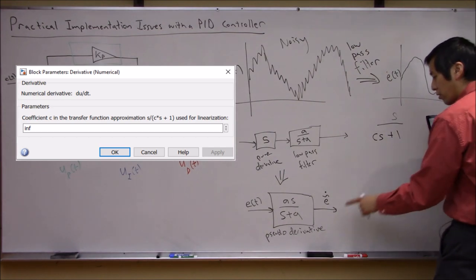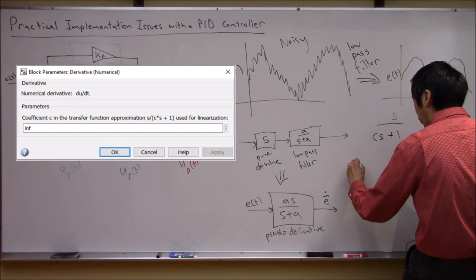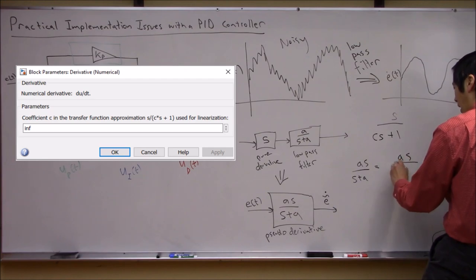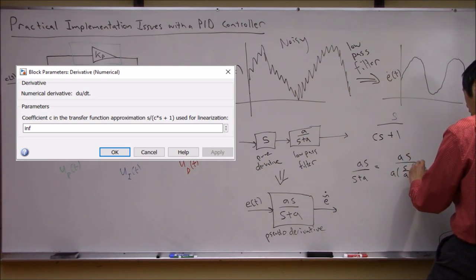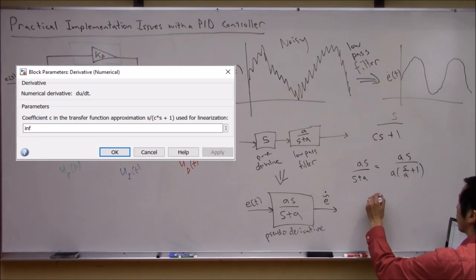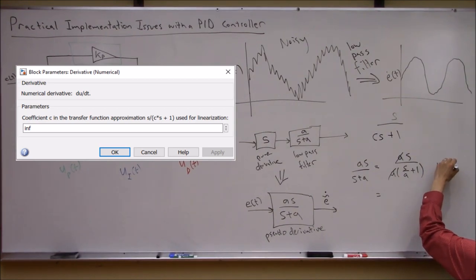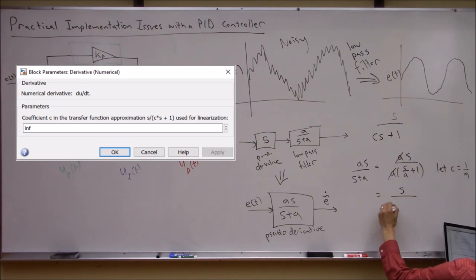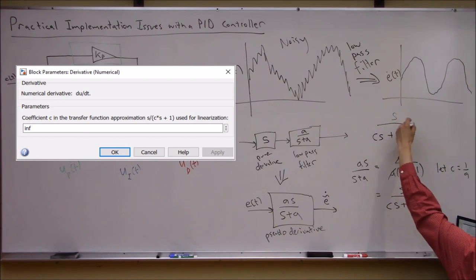Well, let's go ahead and manipulate our pseudo-derivative expression a little bit. Our pseudo-derivative was AS over S plus A. I think everyone will agree this is the same thing as, let me pull out the A here, so this is A times S over A plus 1. Would everyone agree? So these A's cancel. Now let me make a substitution: let C equal 1 over A. So this whole thing becomes S over CS plus 1.